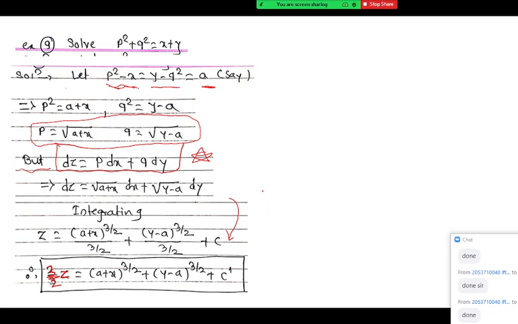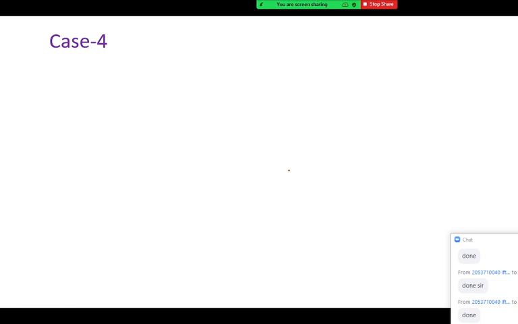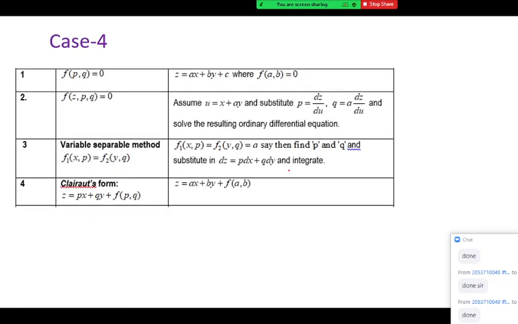Yes. So one last question and last method, which is a so simple method. Come to that. Case 4, and that's Clairaut's form. This question is never asked in the exam in the last 5-10 years. The reason is only that Clairaut's form looks like this. The differential equation should be in the form of z equal to px plus qy plus f of p, q. And whenever that is the case, just replace p by a and q by b, and we get the answer.